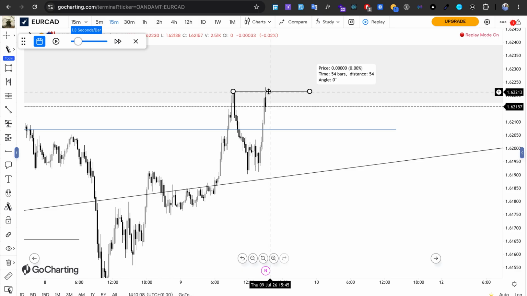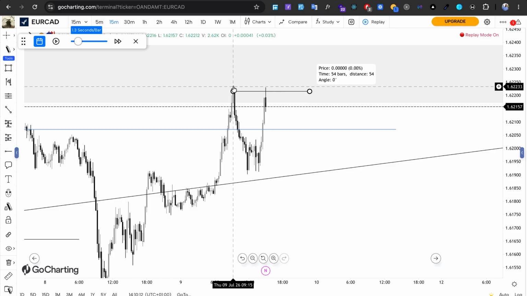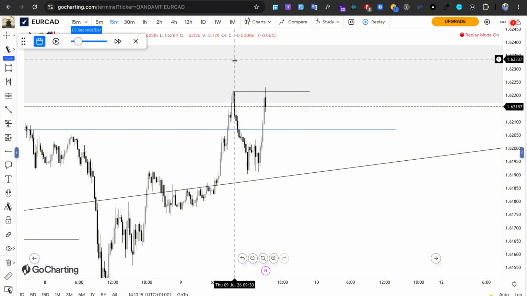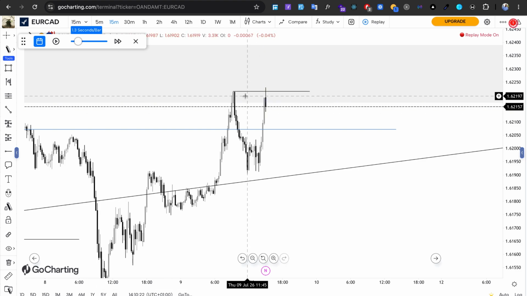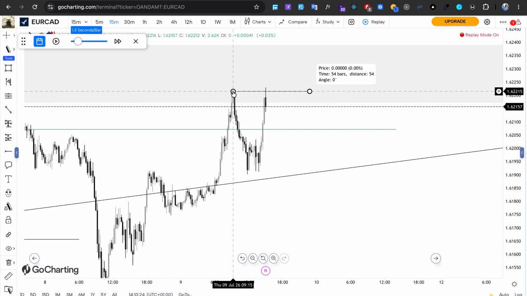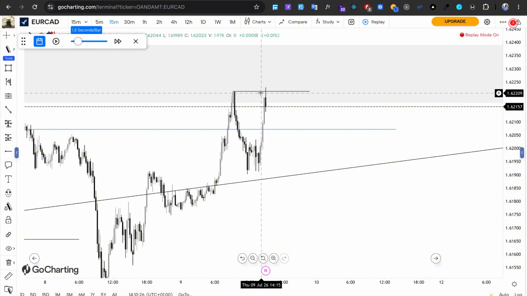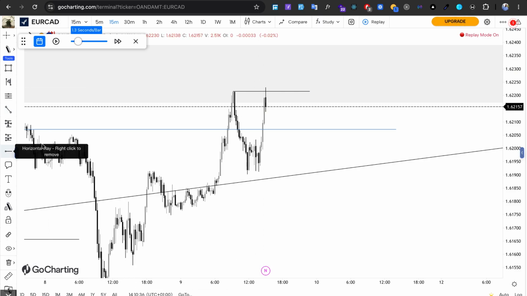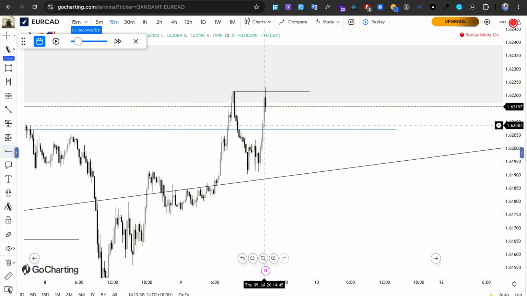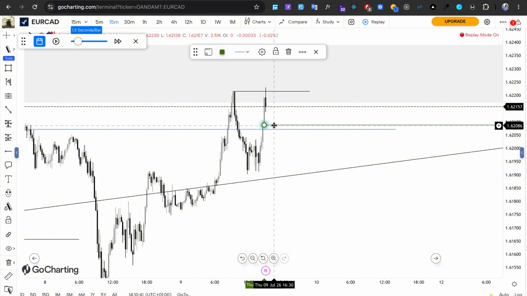There was a sweep of this. You see, if I had entered here probably, and my SL is not long enough, I would have been taken out, right? But there was a sweep of this high now. This is my key time for the London session. So as I saw this sweep, what I want to see now is the engulfing.